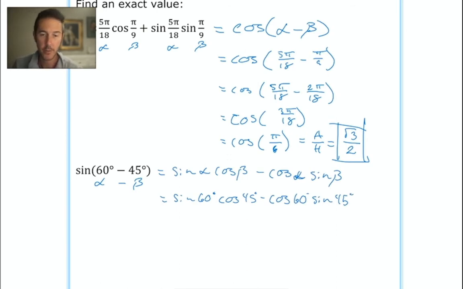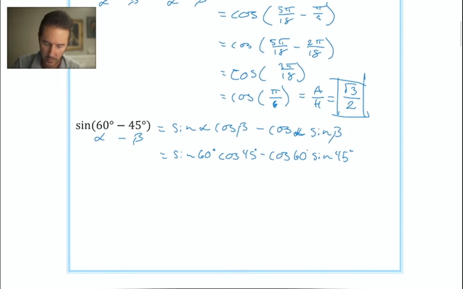And then I'd like to evaluate all of these functions. So the sine of 60 degrees is high in the first quadrant. Sine is opposite over hypotenuse. That's a root 3 over 2. And the cosine of 45 is in the middle of the first quadrant. We've got adjacent over hypotenuse. That's a root 2 over 2. Minus cosine of 60, that's a 1/2. Sine of 45 is another root 2 over 2.